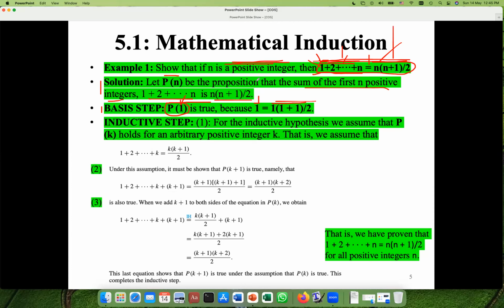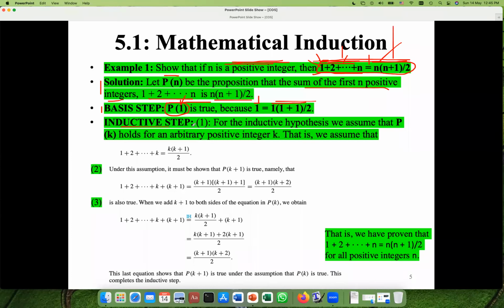Understood or not? Any confusion in the basis step? Any confusion? Because this is the first example, so I'm asking. In the next example, I will not ask. I will go with the speed, okay? Any confusion up to now in the basis step? Clear?